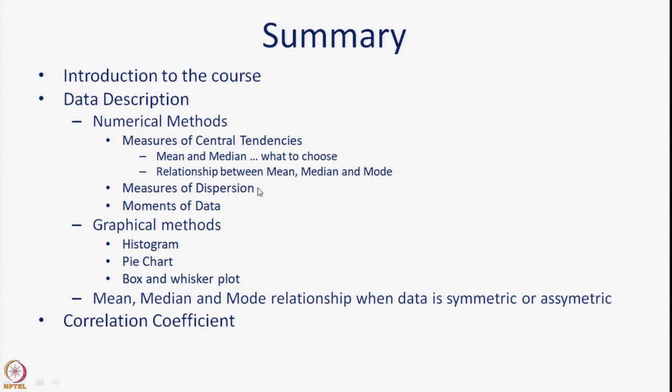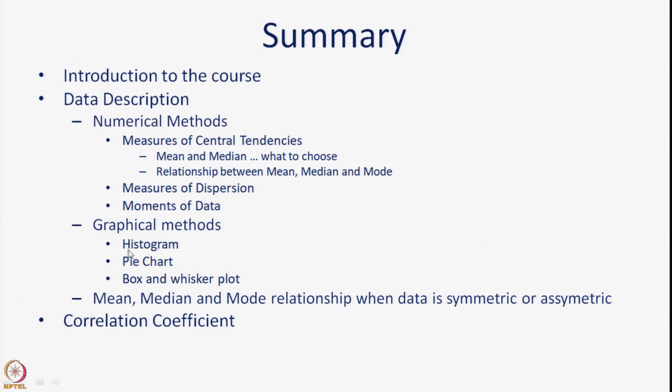Then we studied the measures of dispersion such as range, standard deviation or variance, and we also learned about the interquartile range. We talked something about the moments of the data. Then we studied the histogram and the pie chart. These are the graphical methods, along with the box and whisker plot, and how they are useful in explaining the data for others to know what the data looks like. We again, by way of repetition, used the histogram to look at the mean and median relationship of symmetric and asymmetric distributions. And then finally, we introduced the correlation coefficient. With this, we conclude the chapter on descriptive statistics.